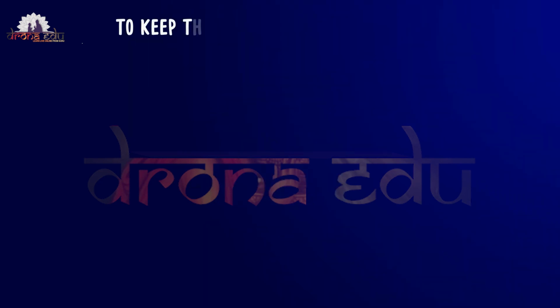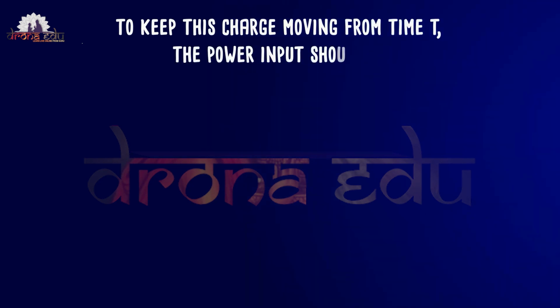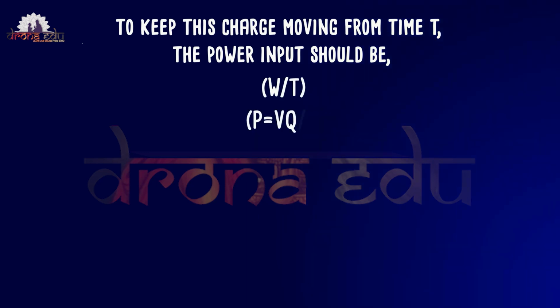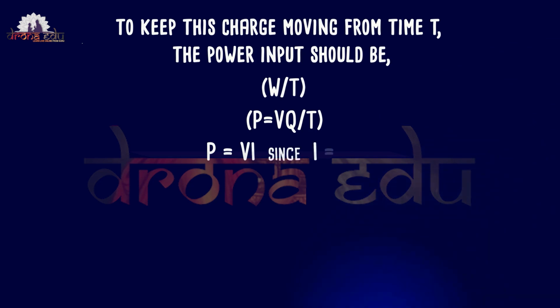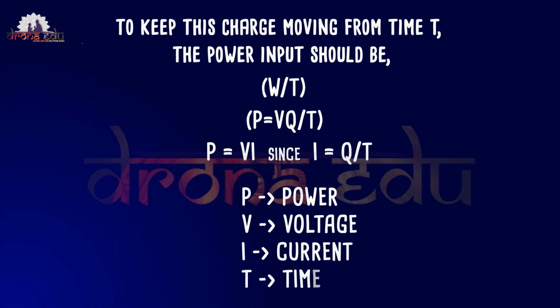Hence, to keep this charge moving for time t, the power input should be W by t. Therefore, power P is equal to VQ by t. This means power P equals VI, since I is equal to Q by t. P is the power, V is the voltage, I is the current and t is the time.